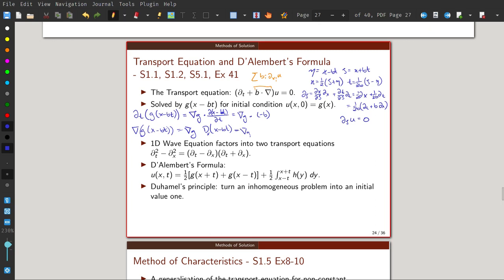And this is just going to be the identity matrix. So you just get the gradient of g there. And yeah, so then when you take the dot product of the gradient of g of this form, it is the gradient of g considered as a function of n variables evaluated at x minus bt, for example.